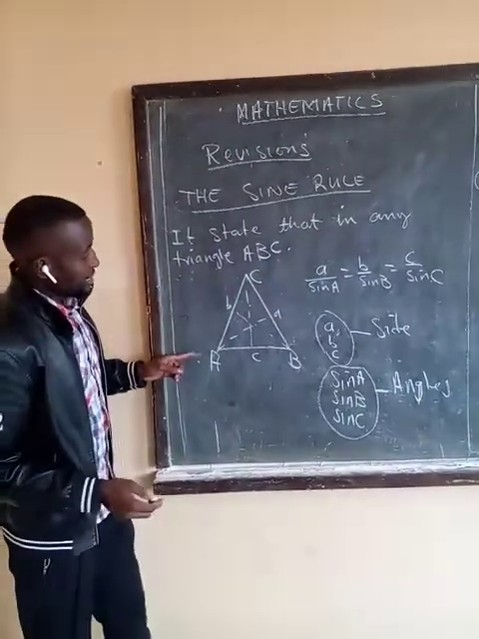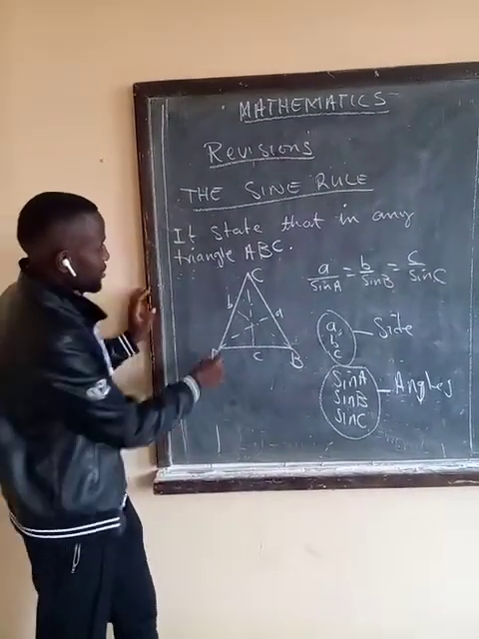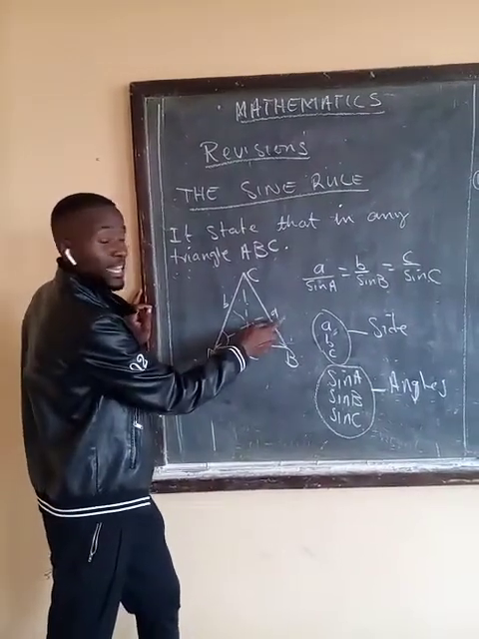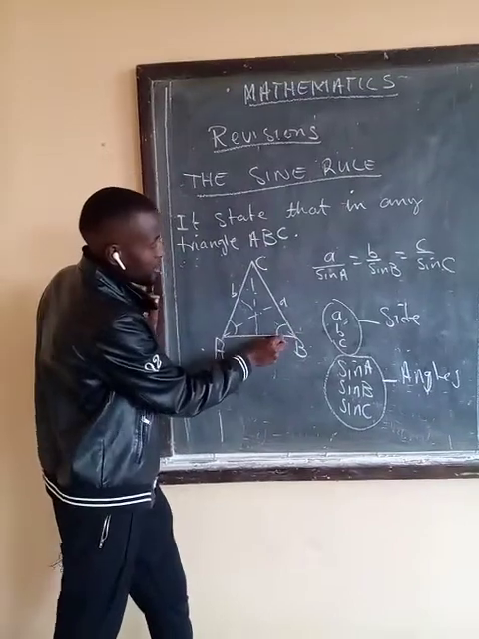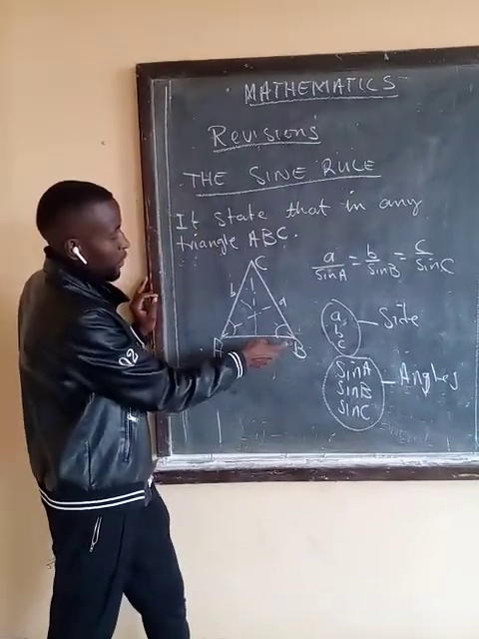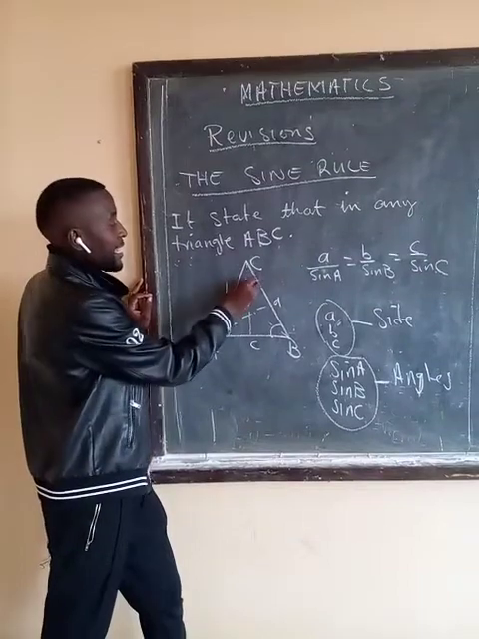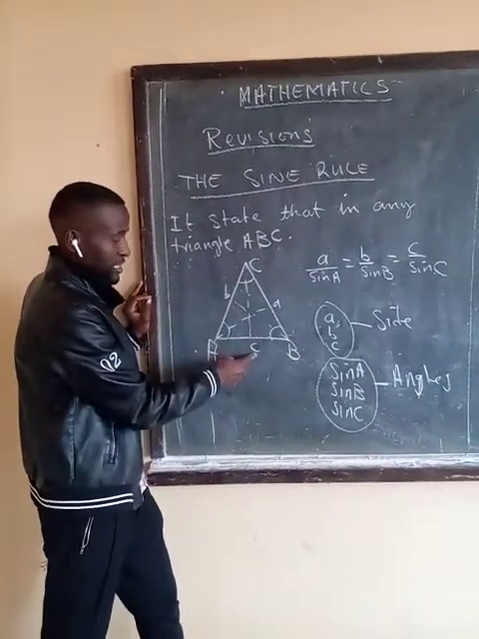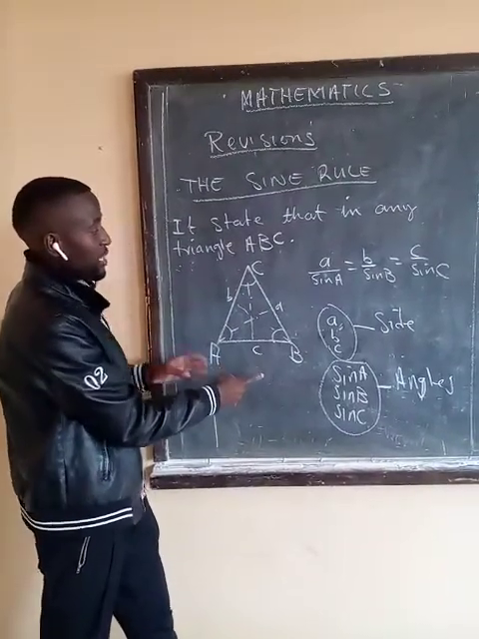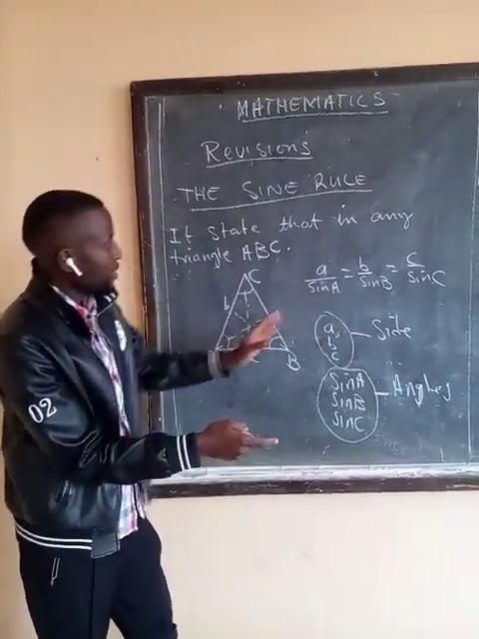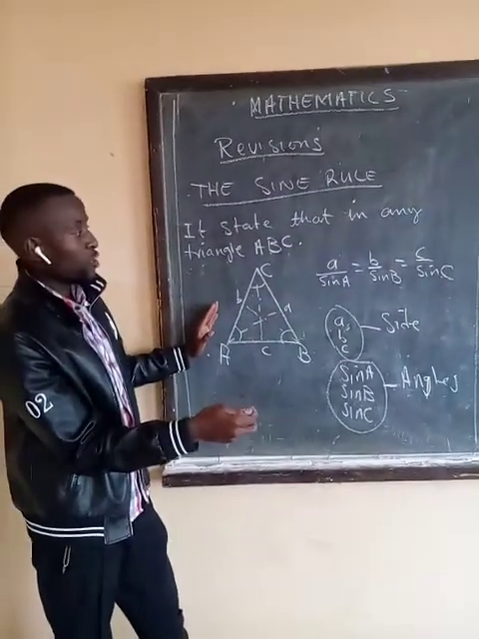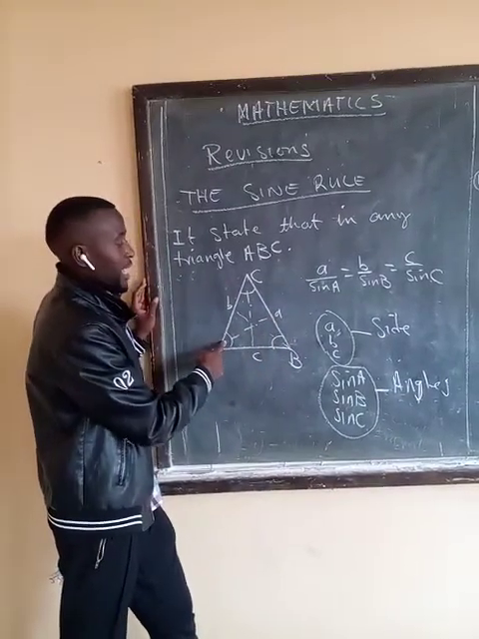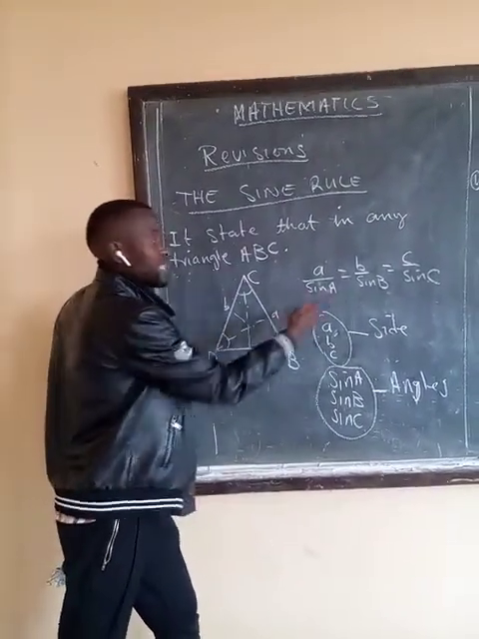So it simply means that the side opposite angle A is small letter a, the side opposite angle B is small letter b, and the side opposite angle C is small letter c. Henceforth, you can apply this formula on this particular triangle. When you are given any angle and a side opposite to it, you can apply this formula.